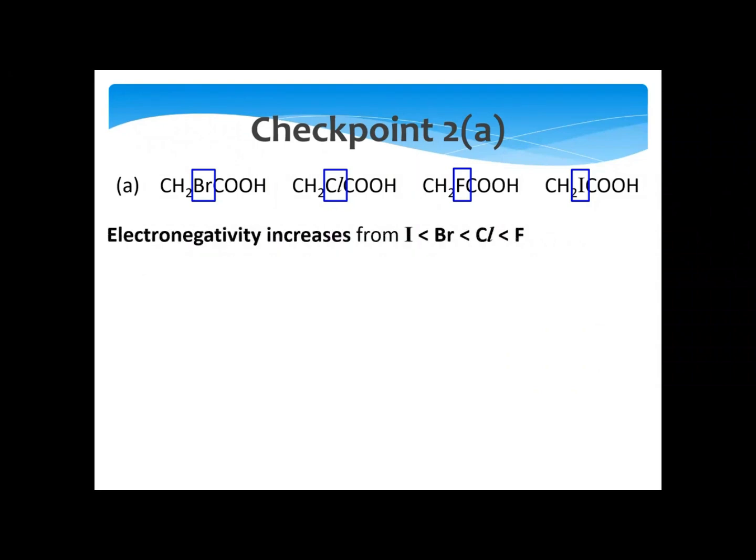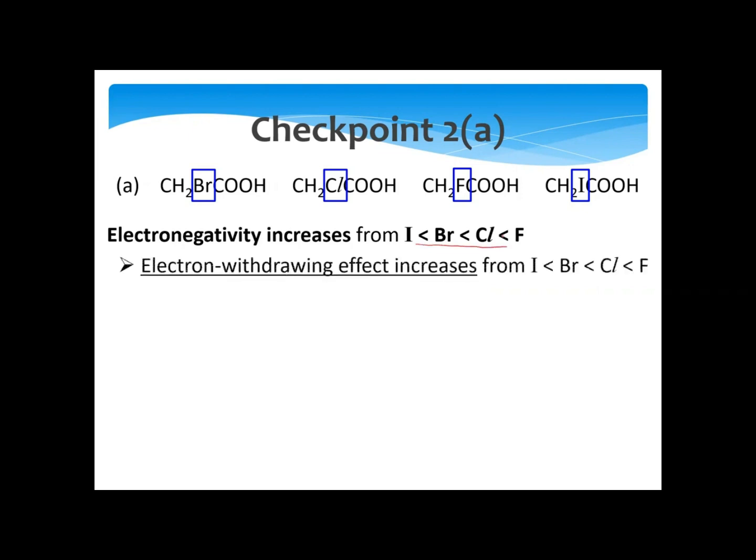So firstly, we will look at the electronegativity differences. You will be able to tell that electronegativity increases from I to Br to Cl to F. Usually when we say increases from something to something, we can also make use of the bigger than or less than sign.